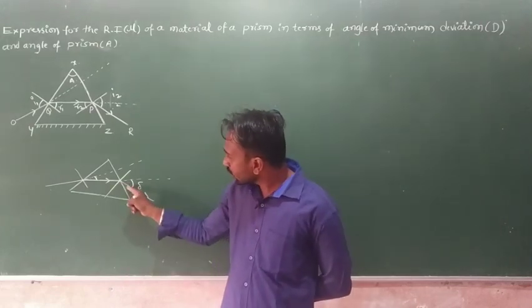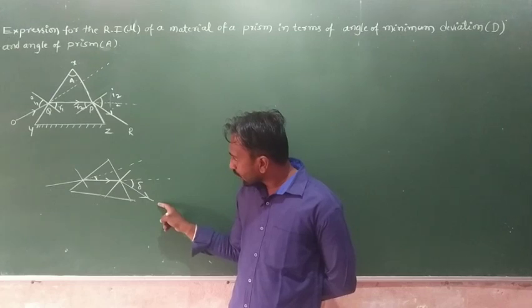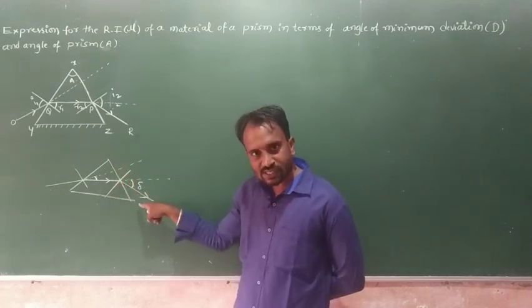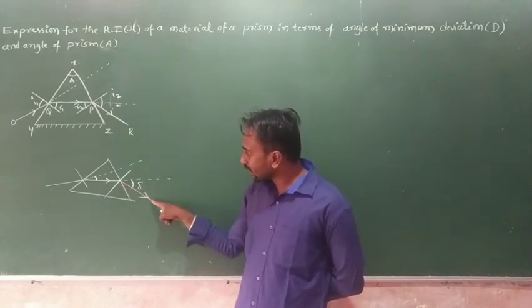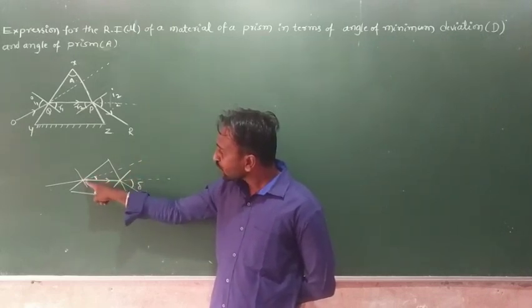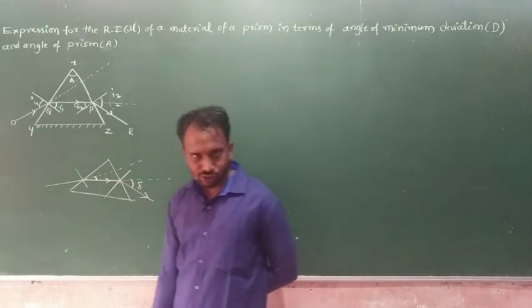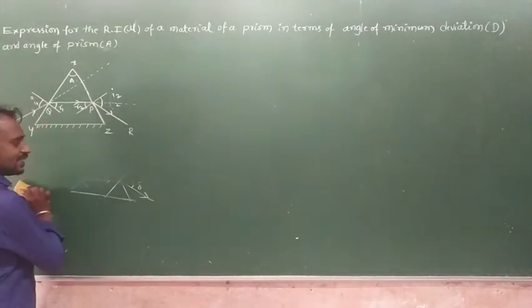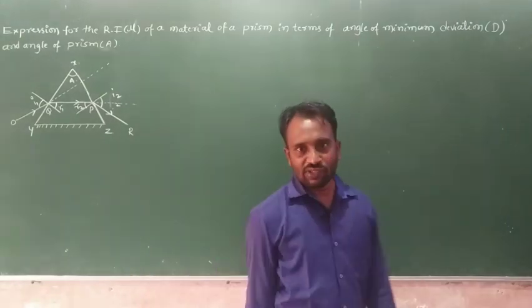Here also this one is the emergent ray, but the emergent ray is nothing but the refracted ray for the second surface. So here the angle between the extended incident ray and the refracted ray, and here also the angle between the extended incident ray and the refracted ray. These two angles we consider the angle of deviation. So the angle of deviation is the angle between the extended incident ray and the refracted ray.